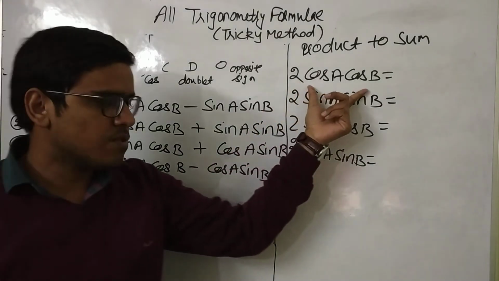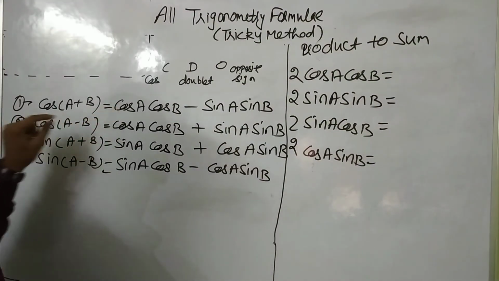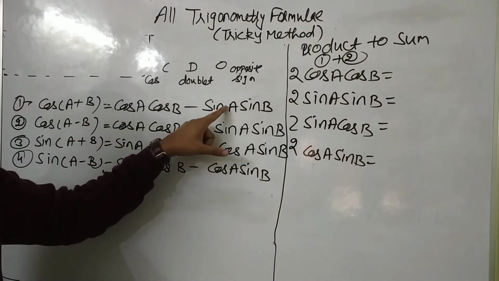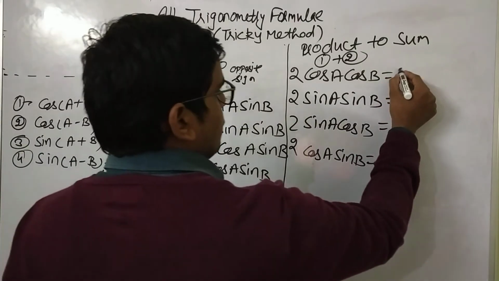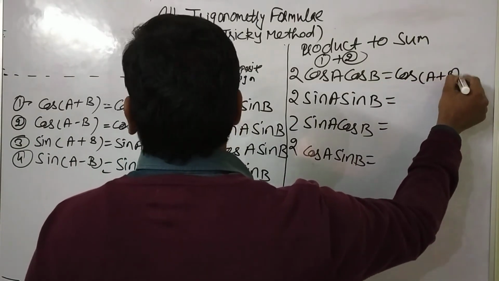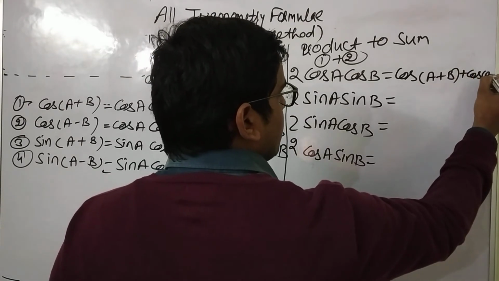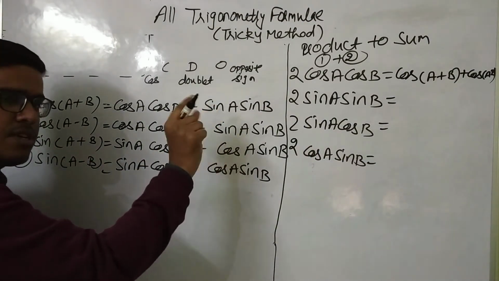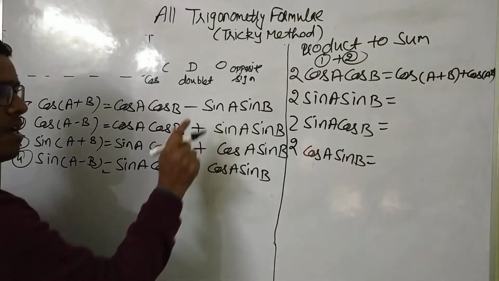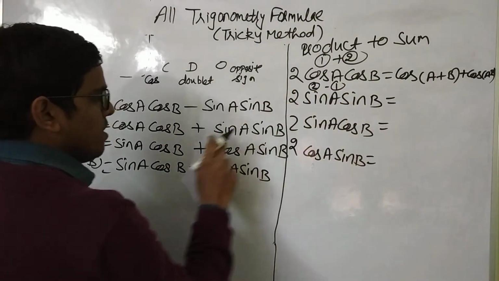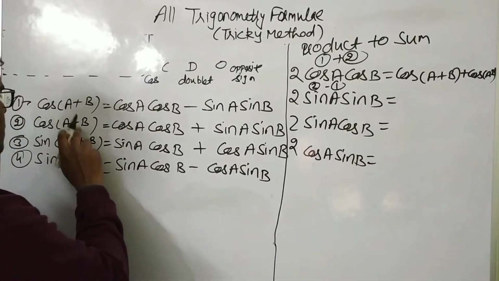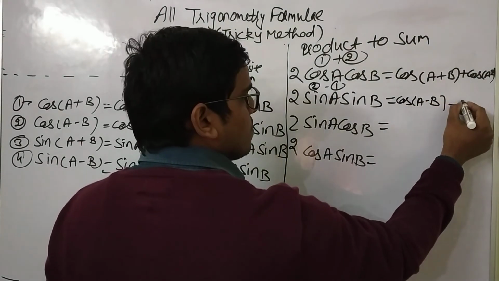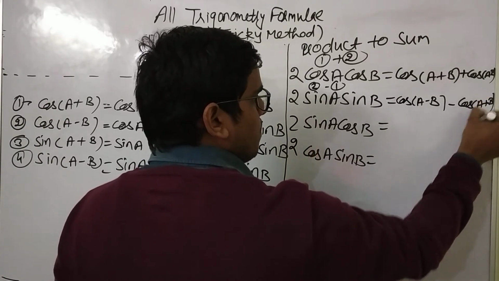We need twice of cos A cos B on the left hand side. If I add these two equations, adding 1 plus 2, you will get twice of cos A cos B. It will cancel out, and just add these two. It will become cos of A plus B plus cos of A minus B. For the second one, twice of sin A sin B. We need sin A sin B twice. So what we have to do? Equation 2 minus 1. It will become twice of sin A sin B. Cancel out this minus this. So cos of A minus B minus cos of A plus B.